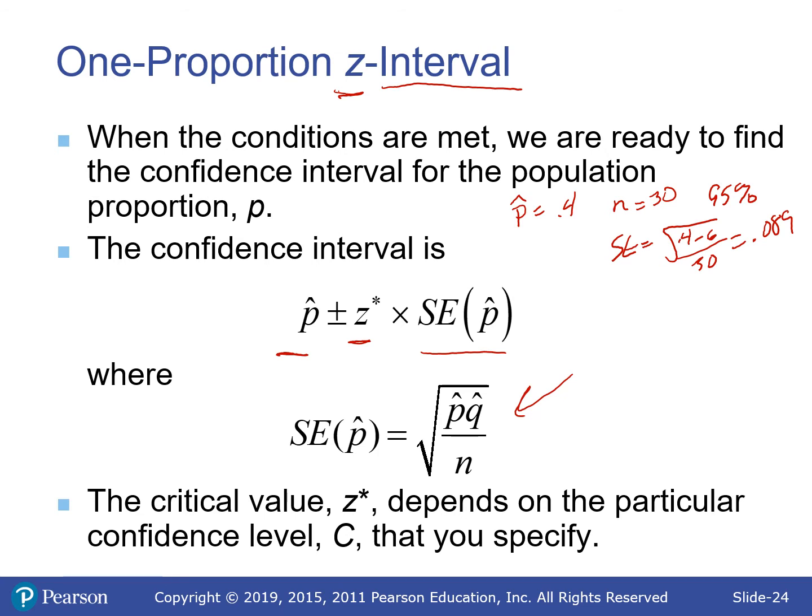So our confidence interval, we're going to have 0.4 plus or minus, and 95% gives us a z-star of 1.96. Being that 95% is so common, that 1.96 is something that you're probably not going to want to look up every single time. So we have 1.96 times 0.089. And so this would be 0.4 plus or minus 0.175.